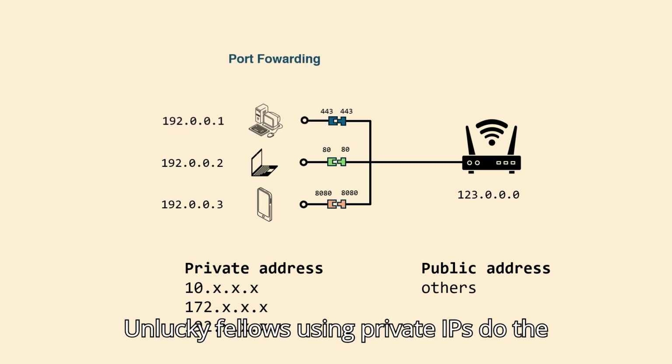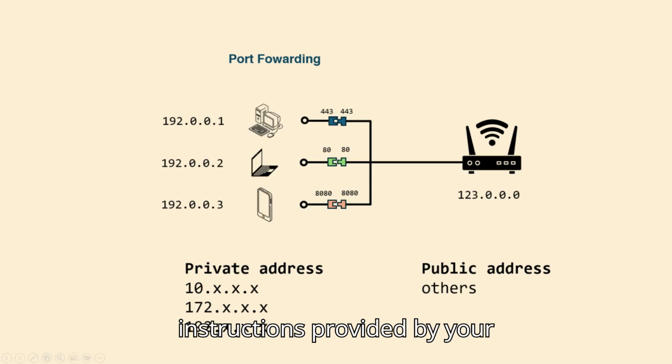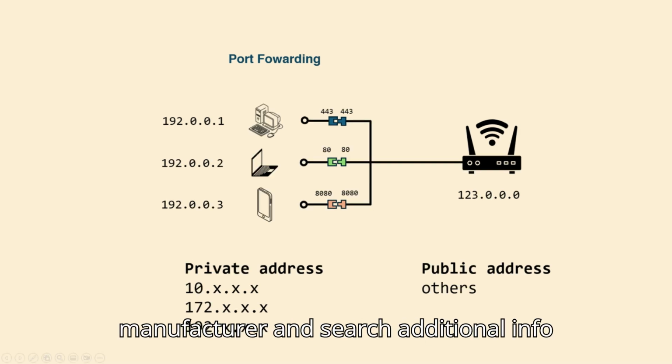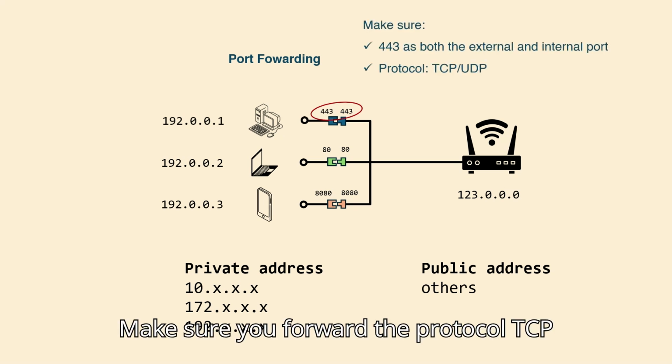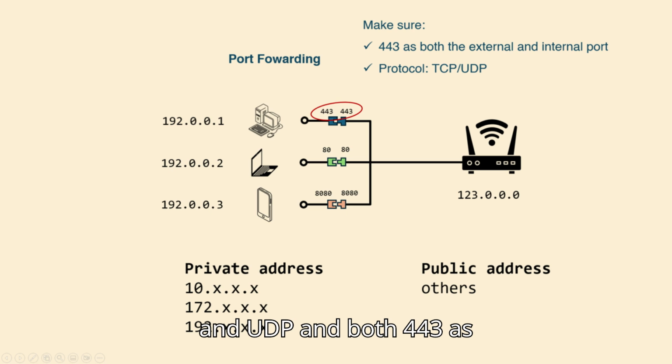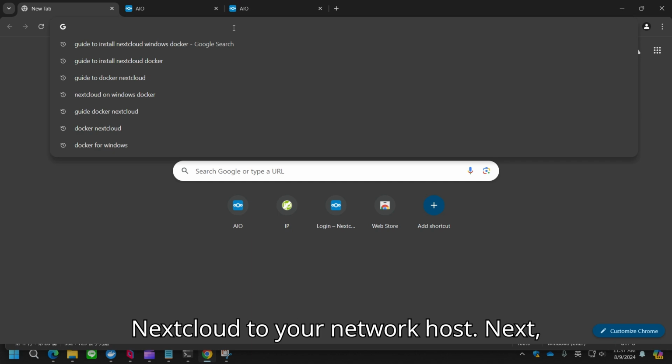Unlucky fellows using private IPs, do the port forwarding by following the specific instructions provided by your manufacturer and search additional info on Google or YouTube for your router. Make sure you forward the protocol TCP and UDP, and both 443 as the external and internal port to connect Nextcloud to your network host.